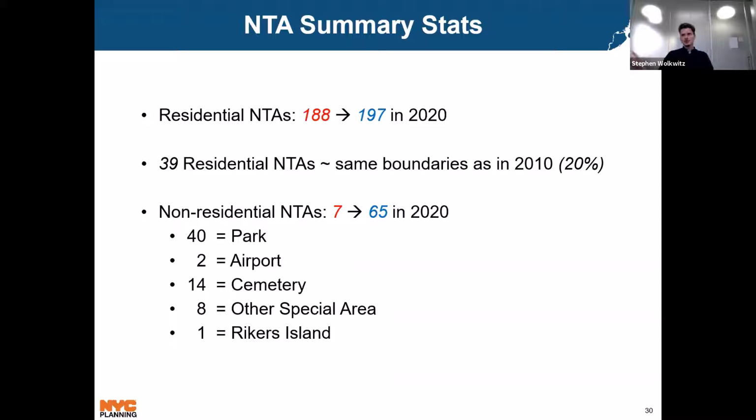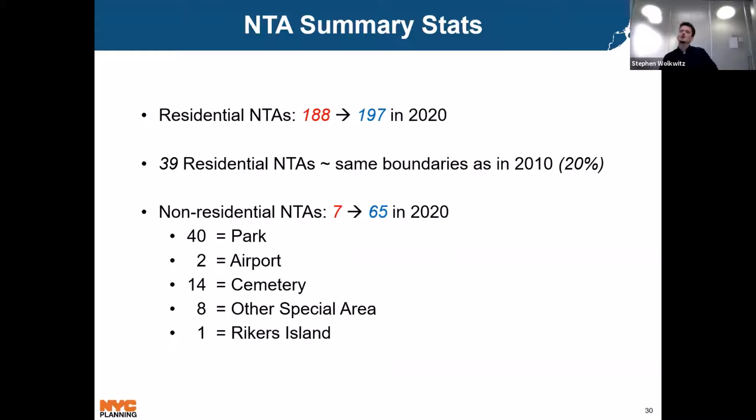Then on the other hand, we also have increases due to areas like Long Island City, where there was substantial population growth, which allowed us to separate neighborhoods that had previously been combined because they were too small to stand alone. So Long Island City, Hunters Point had previously been joined together with Sunnyside in Western Queens. Now that Long Island City has grown so much, it stands alone, and Sunnyside stands alone as their own NTAs. So there's also an increase due to some population growth there. Now, overall, 39 of the residential NTAs have exactly the same boundaries as in 2010.